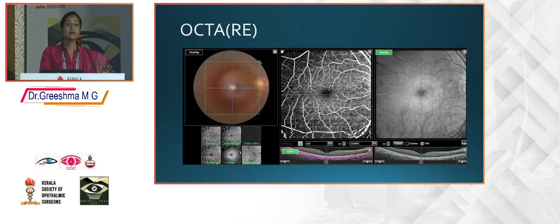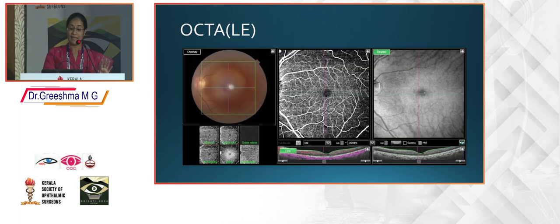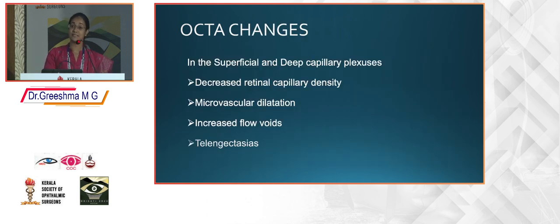So this was an OCT angiography of this patient. Right eye was normal, and even the left eye showed normal superficial and deep capillary plexus. So the OCTA changes actually come only in the later stages because vascular alterations occur in tamoxifen retinopathy at an advanced stage. The changes expected are decreased capillary density, microvascular dilatation, increased flow voids, and telangiectasias.